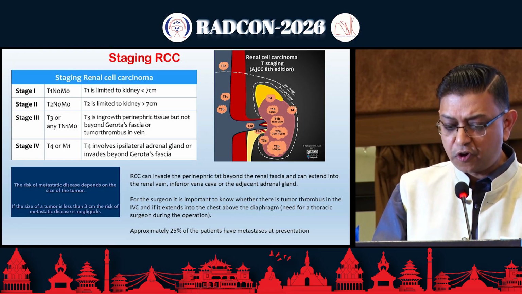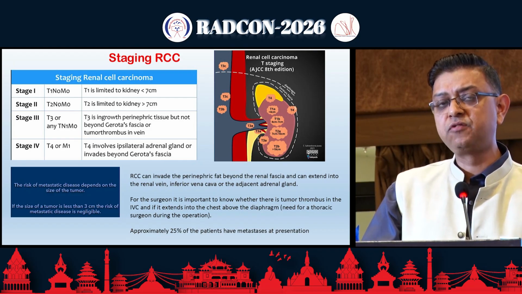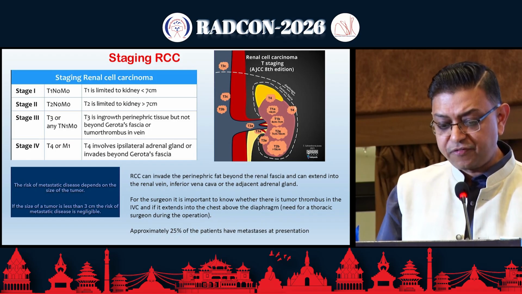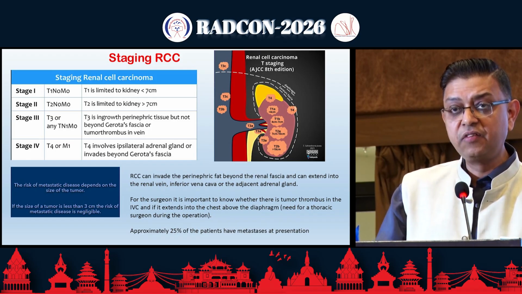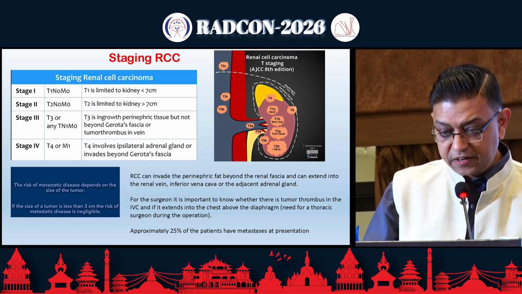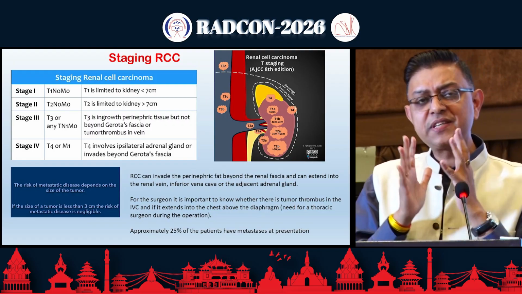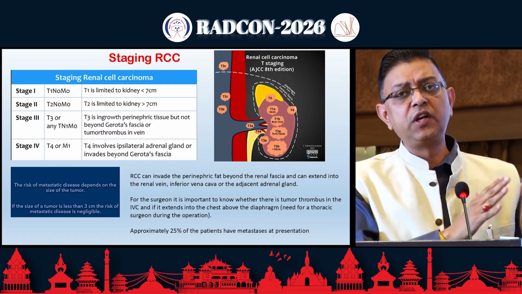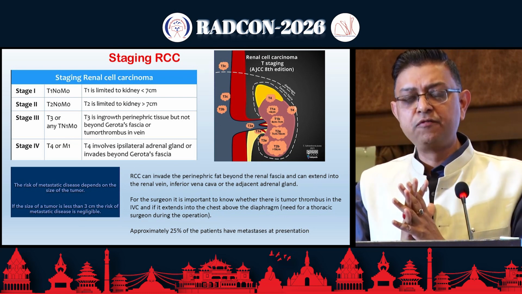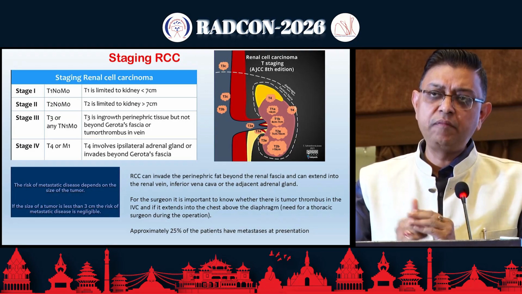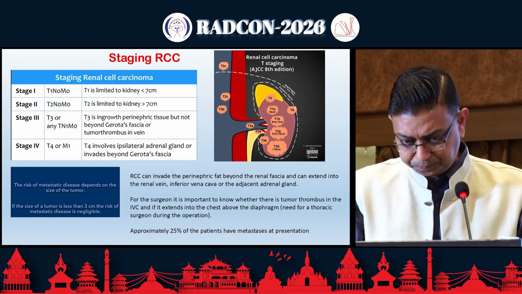Then, what is stage 4? Stage 4 is everything beyond the Gerota's fascia, or if there is involvement of the adrenal gland. Apart from this, of course, you have to tell about lymphadenopathy and metastasis, in the liver or bone. So that was a sum up. Even if you cannot give a proper stage, it is perfectly okay. The surgeon will know what to do, but you at least tell them the size, the level of involvement of the renal vein, whether it is supra or infradiaphragmatic, and these things.